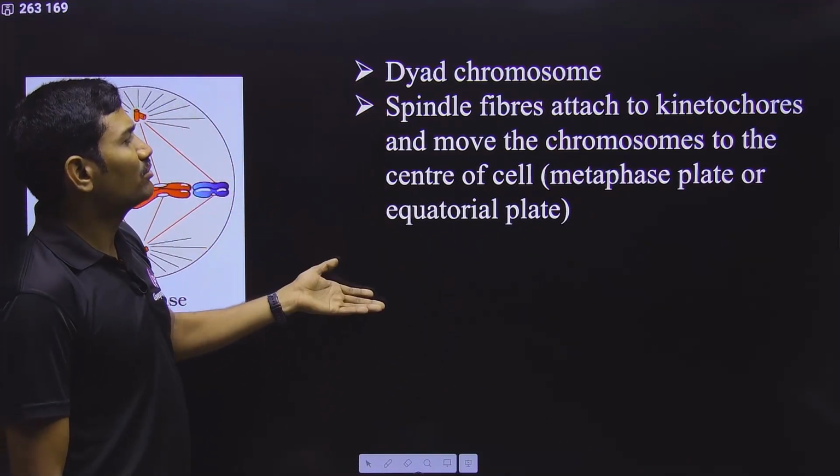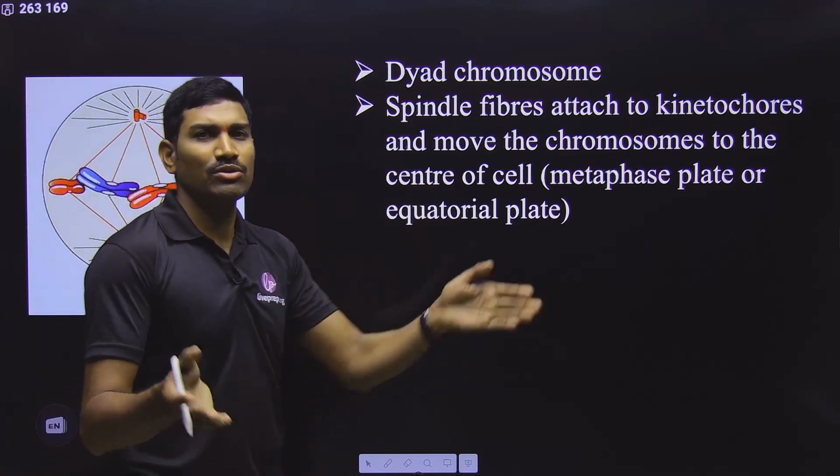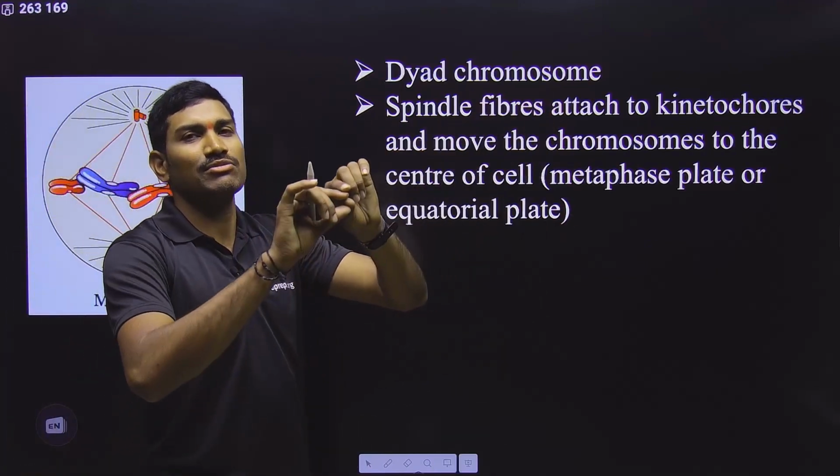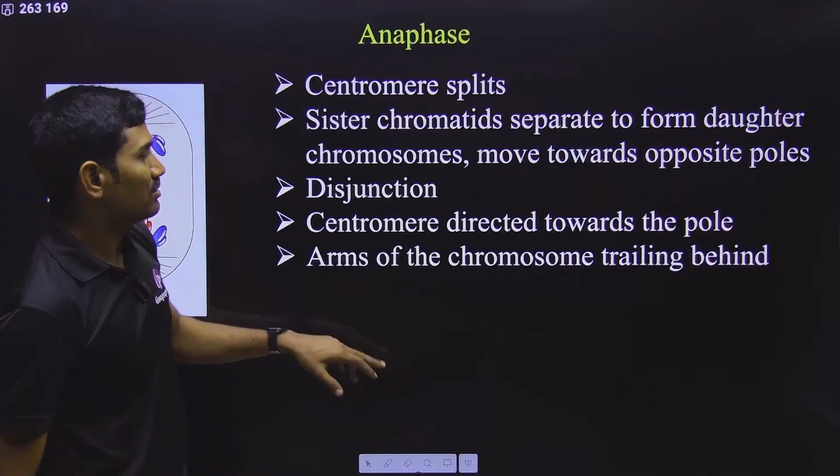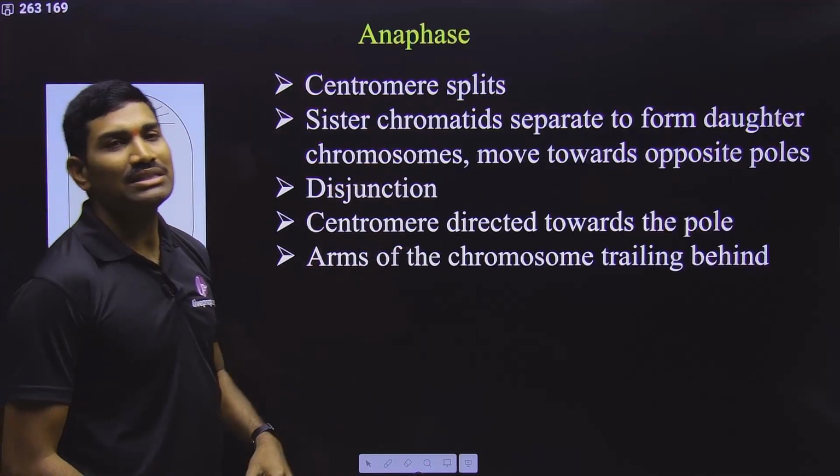And here diad chromosomes are there, spindle fibers will attach to kinetochores, and now these spindle fibers will bring all the chromosomes to the center of the spindle apparatus. Clear? Next one is regarding the anaphase.